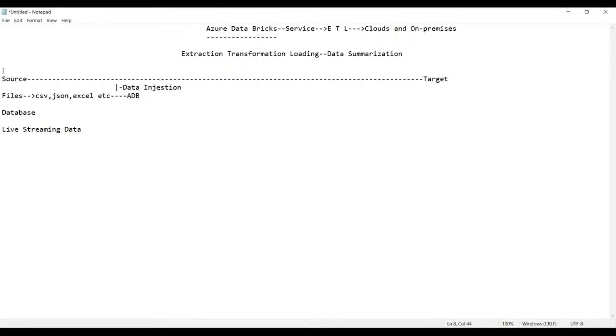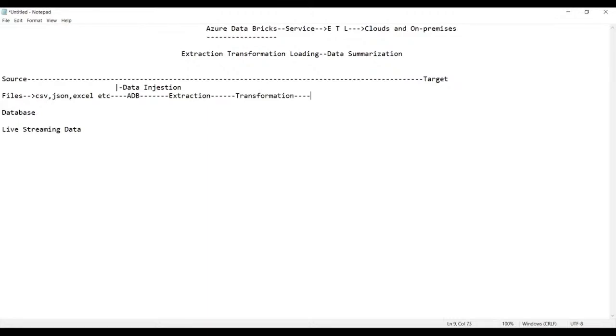Okay. So once we pull in the data, what do we do? Pulling in the data is the process of extraction. And once the extraction is done, then you will have transformation. Transformation is the actual process of data summarization.